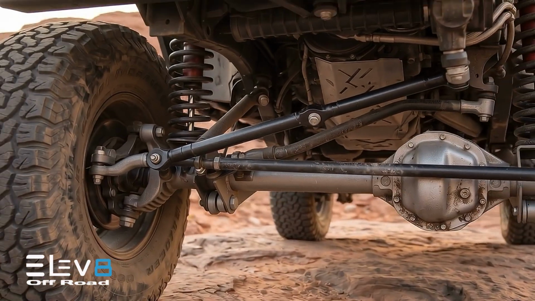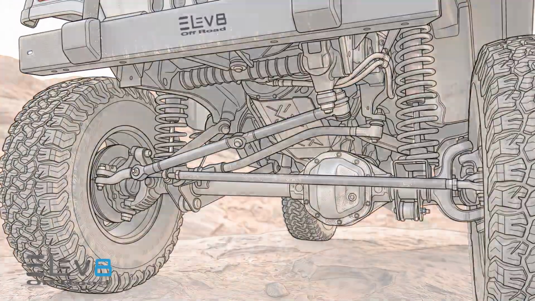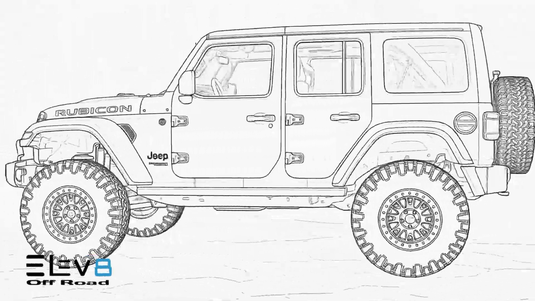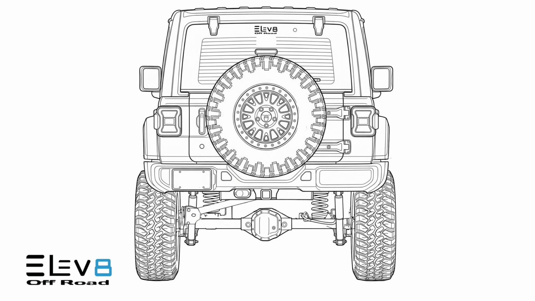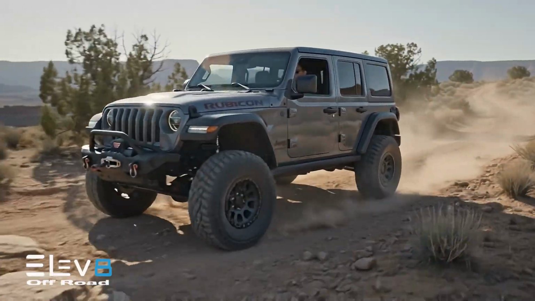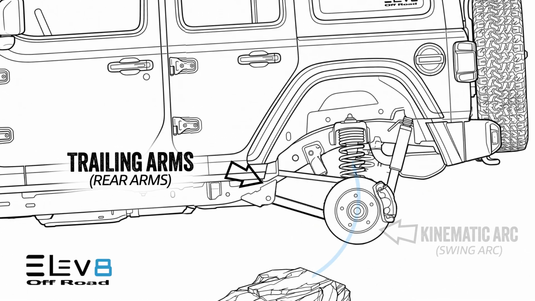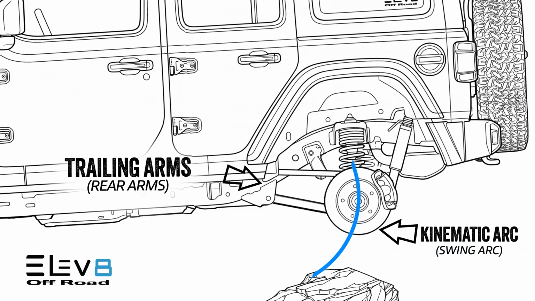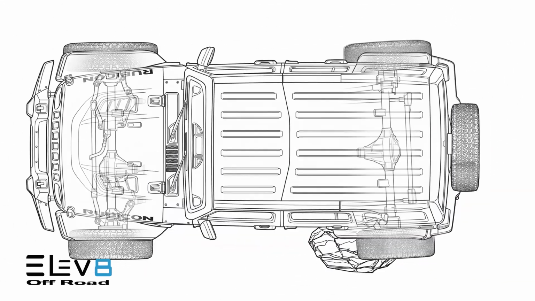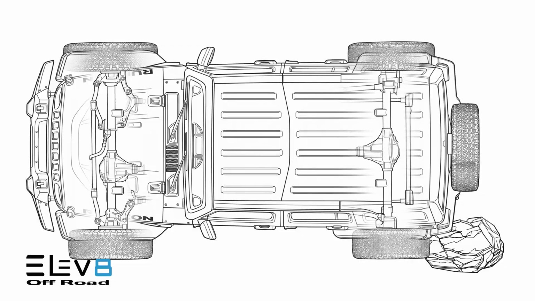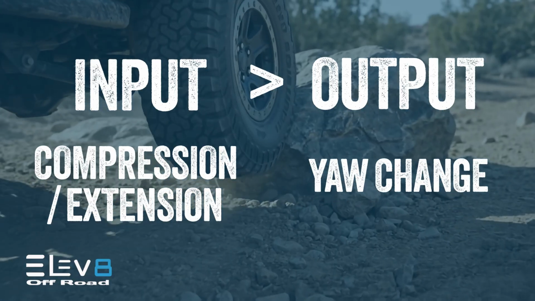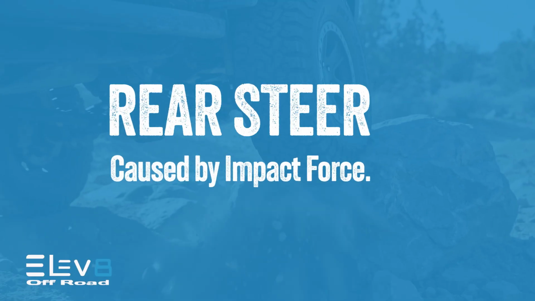The front of your rig is largely unaffected by this specific axle shift because of steering linkage and steering knuckles that actively combat the axle twist. The rear axle, even with a track bar in place, lacks these active steering restraints and takes the brunt of the twist. On the trail, hitting an uneven obstacle compresses one side of your rear suspension, forcing that end of the axle to shift along its arc. The trailing arms swing upward and backward, working with the impact to make the rear axle incredibly willing to twist. In short, the input is suspension compression, and the output is yaw change. That specific twist is what we call rear steer.